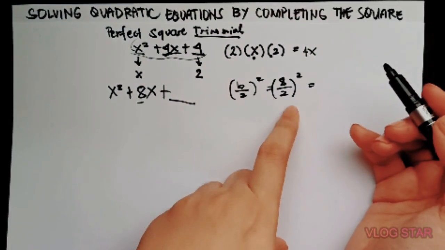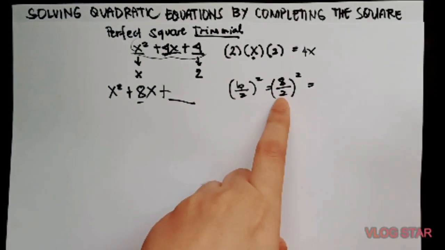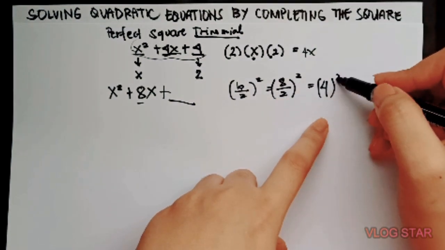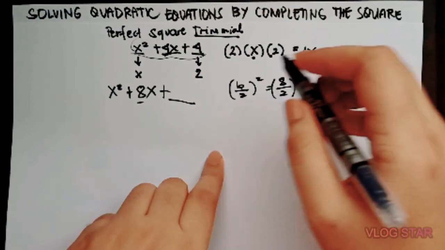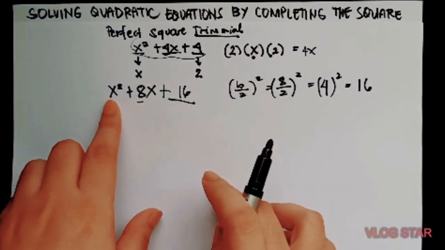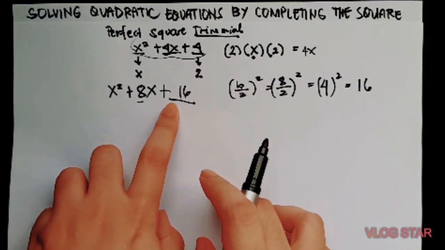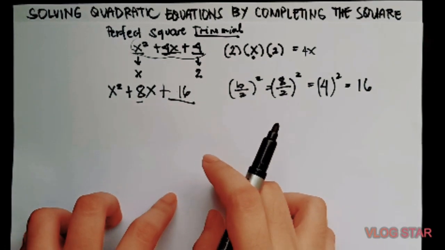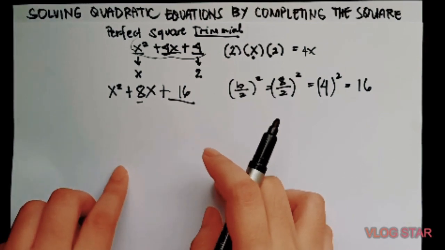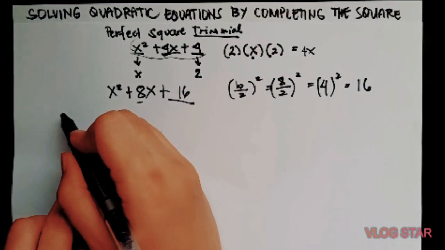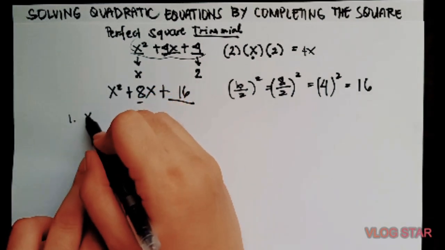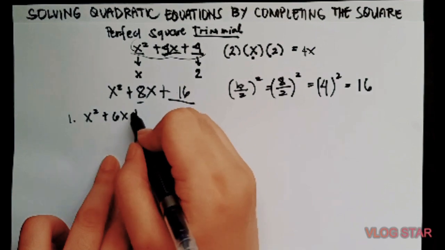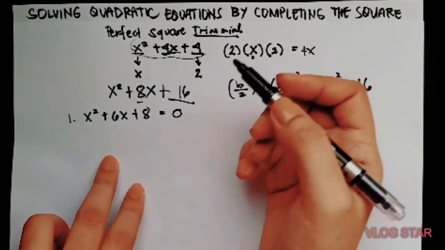Following PEMDAS, let's have first the terms inside the parentheses. 8 divided by 2 is 4, and then get the square. So that's equal to 16. Therefore, x squared plus 8x plus 16 is a perfect square trinomial. So let us have now a quadratic equation that should be solved using completing the square. Like for example, we have x squared plus 6x plus 8 equals 0.